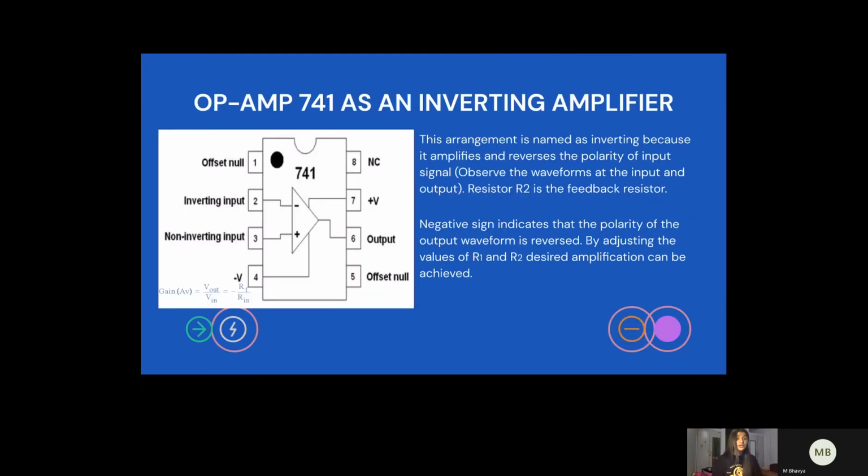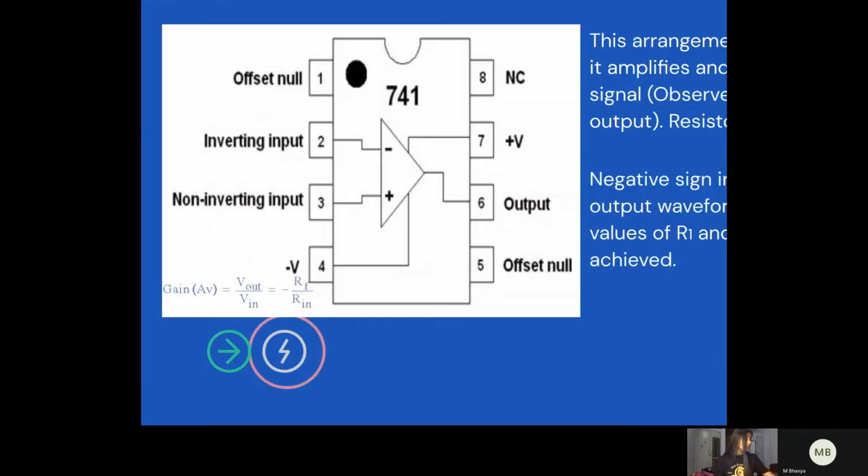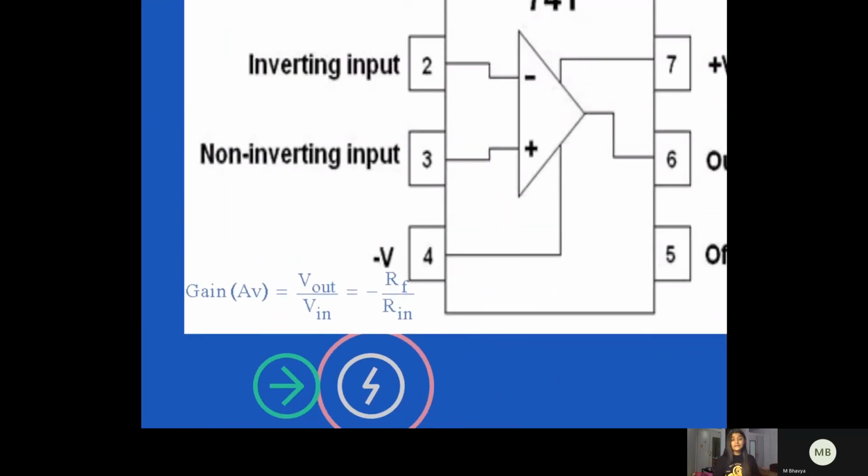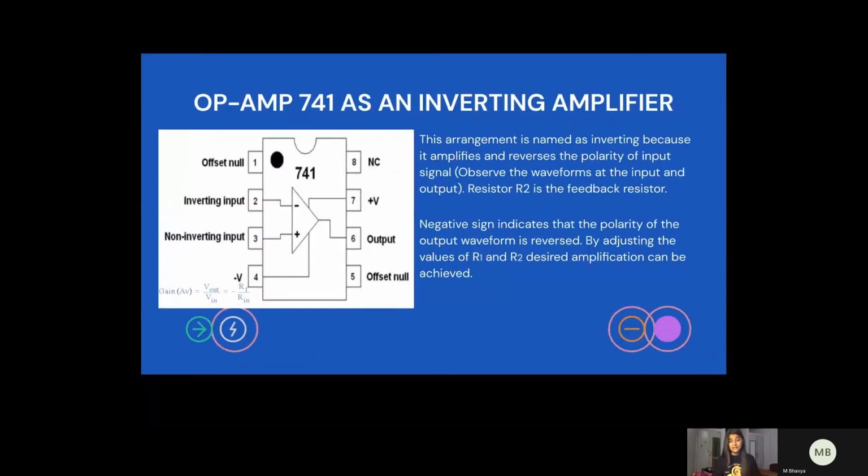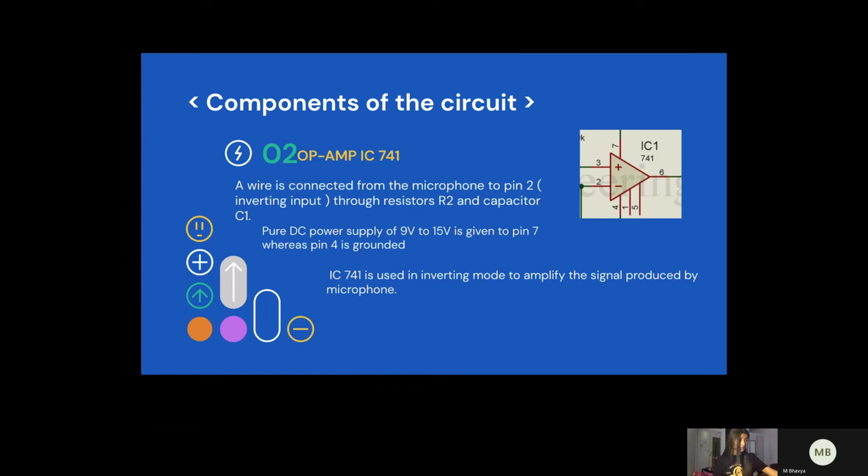The use of the op-amp as an inverting amplifier is as shown. This arrangement is named inverting because it amplifies and reverses the polarity of the input signal. The gain of the op-amp can be shown as V output divided by V input is equal to minus RF divided by R input. The negative sign indicates that the polarity of the output waveform is reversed. Therefore, by adjusting the values of RF and R input, the desired amplification can be achieved.